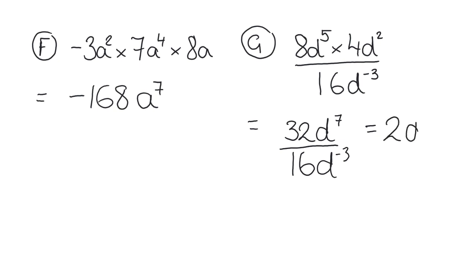And this is another situation where we've got a division by a negative. So 7 take away negative 3 is going to give us a double negative, which is plus. So that's 2d to the power of 10, because 7 minus negative 3 gives us 7 plus 3, which is 10.